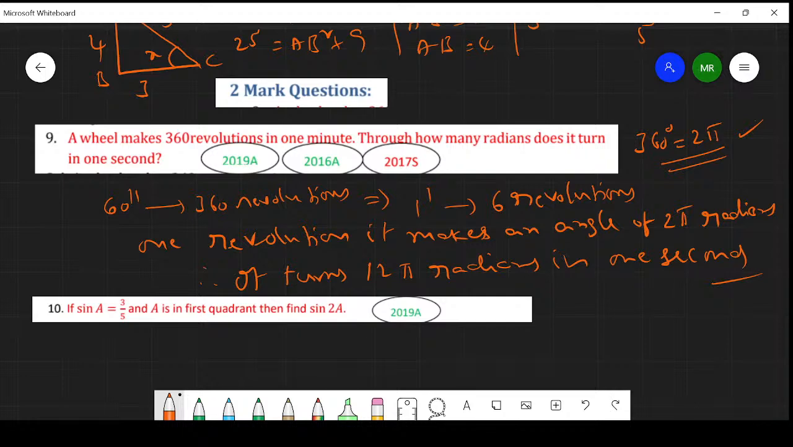Understood that? I will repeat. In 60 seconds, 360 revolutions, they are given that. In 1 second, it makes 6 revolutions. For 1 revolution, it makes an angle of 2 pi radians. For 6 revolutions, 6 into 2, 12 pi radians. So you will get 12 pi radians in 1 second. Is it clear?